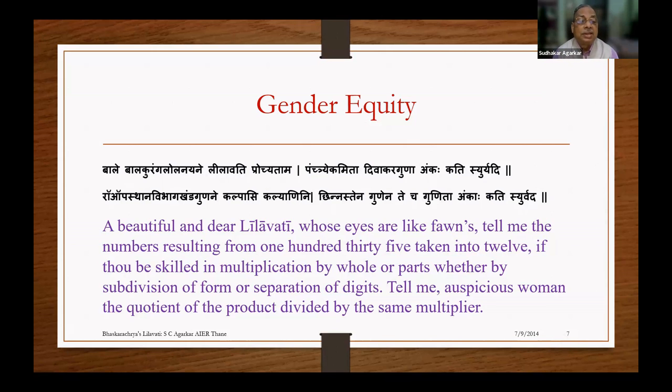So this gets translated as: beautiful and dear Lilavati, whose eyes are like fawns, tell me the numbers resulting from 135 taken into 12. If thou be skilled in multiplication by whole or parts, whether by subdivision, a form of separation of digits, tell me, auspicious woman, the quotient of the product divided by the same multiplier. So you can see he is addressing Lilavati. We call in our language Harinakshi, the girl with eyes like a deer.